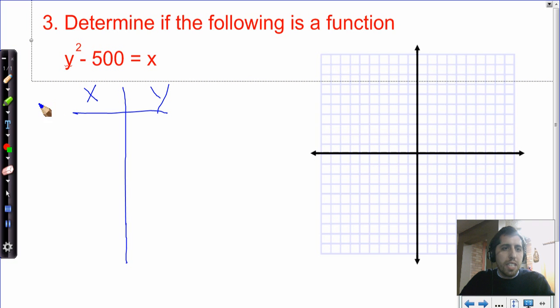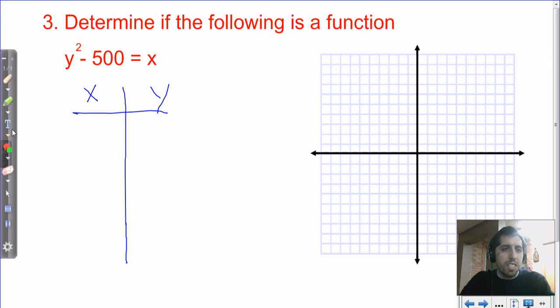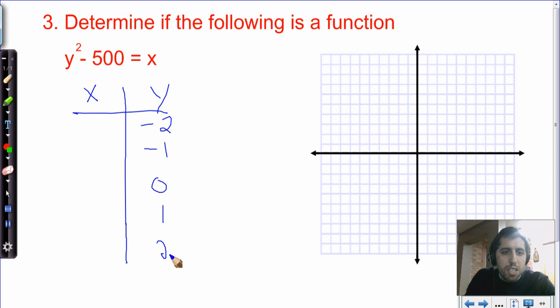So let's put in y's first and see what the problem is here. So what if we do negative 2, negative 1, 0, 1, 2. I'm going to like some of these, not all of them. Negative 2 squared, negative 2 times negative 2 is 4. 4 minus 500 is negative 496.